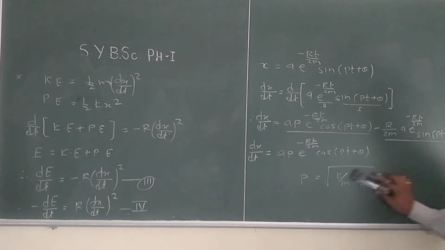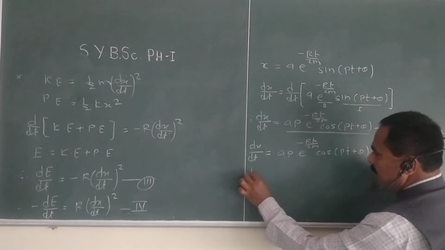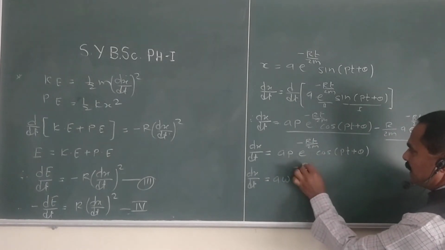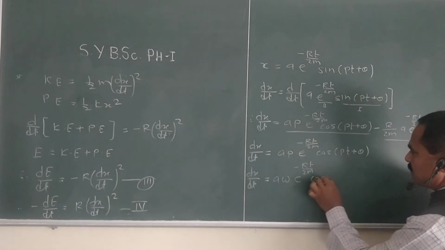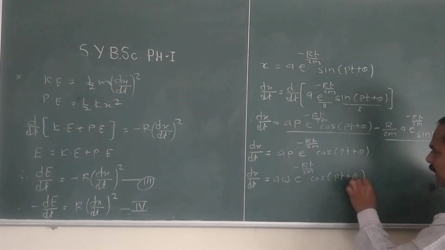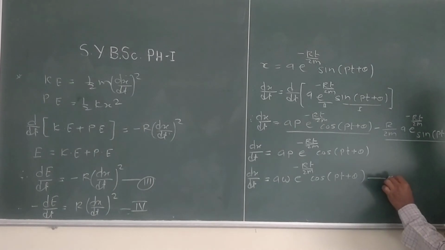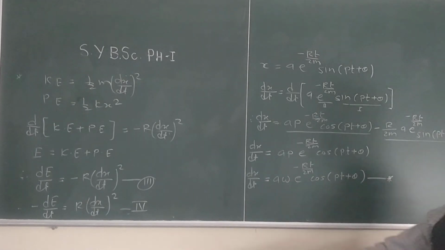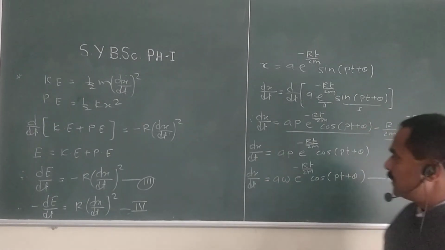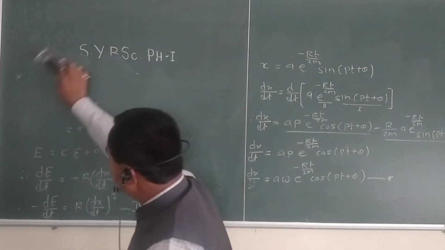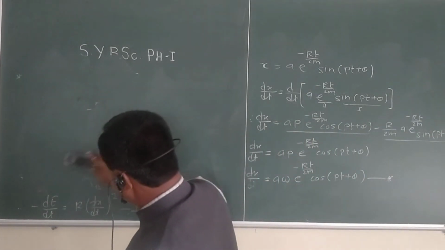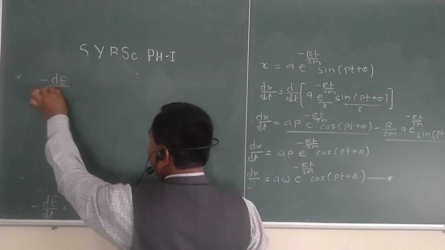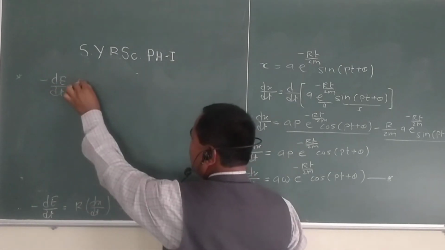Now we have to substitute omega instead of p in this equation. So this equation becomes dx by dt equal to a omega e raised to minus rt upon twice m cos of pt plus theta, like this. Now we substitute the value of dx by dt in equation 4.